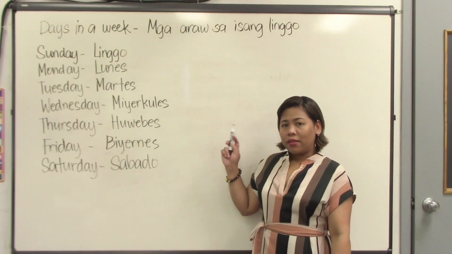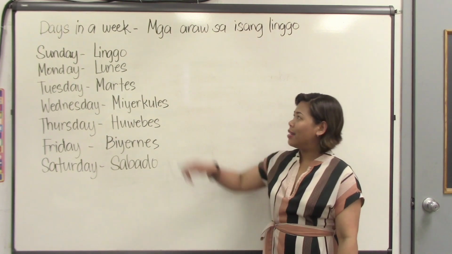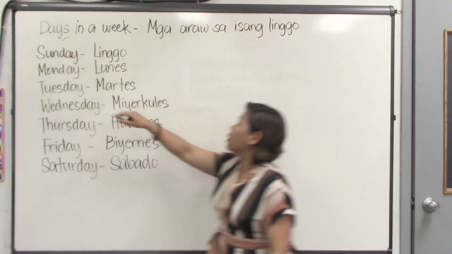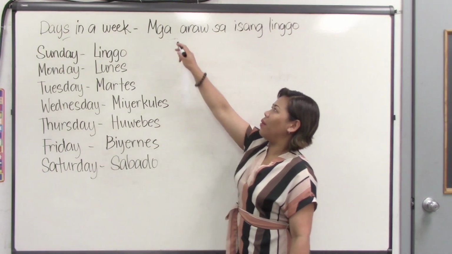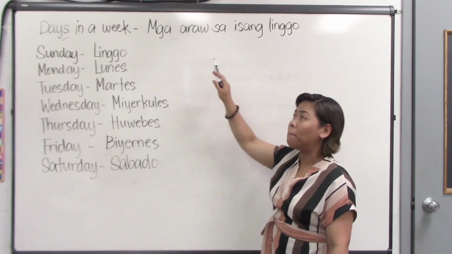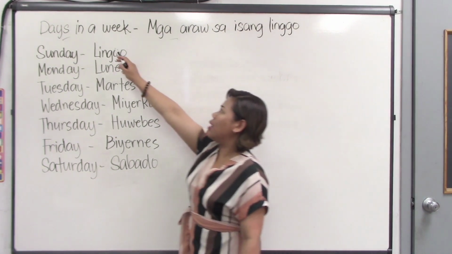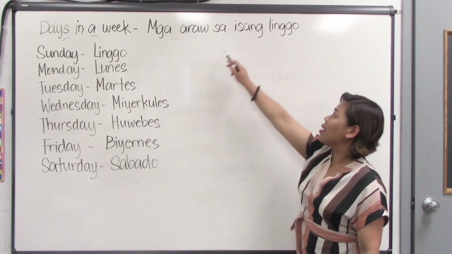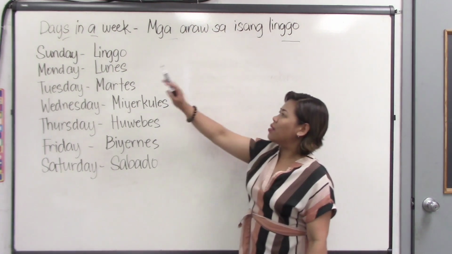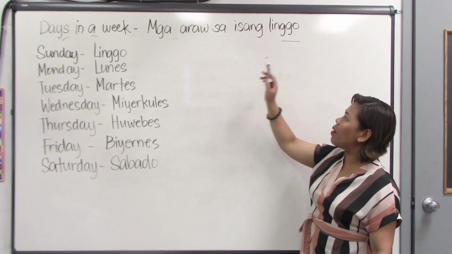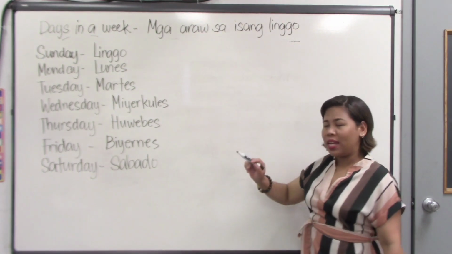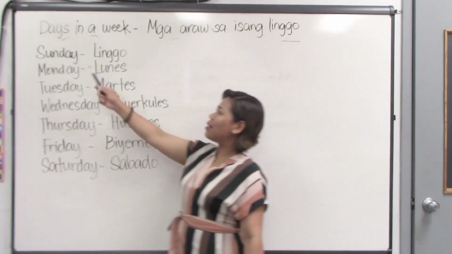Next to the months in a year, we need to study the days in a week. So days in Tagalog, mga araw. So plural, mga araw. Day is araw. Days is mga araw. In a week means sa isang linggo. Okay? So days in a week means mga araw sa isang linggo. Okay? Linggo means week.